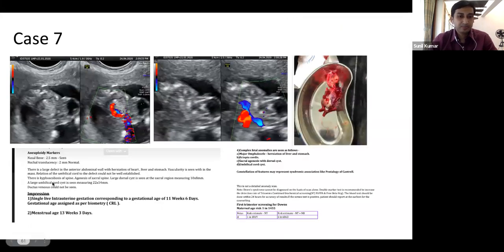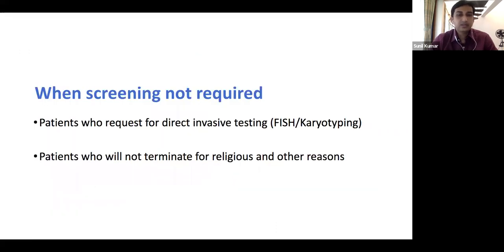And this scan was done at 11 weeks 6 days, wherein the entire heart and abdomen structures were outside the abdominal and thoracic cavity. Okay, so this is a pentalogy of Cantrell abnormality, which was detected as early as 12 weeks.